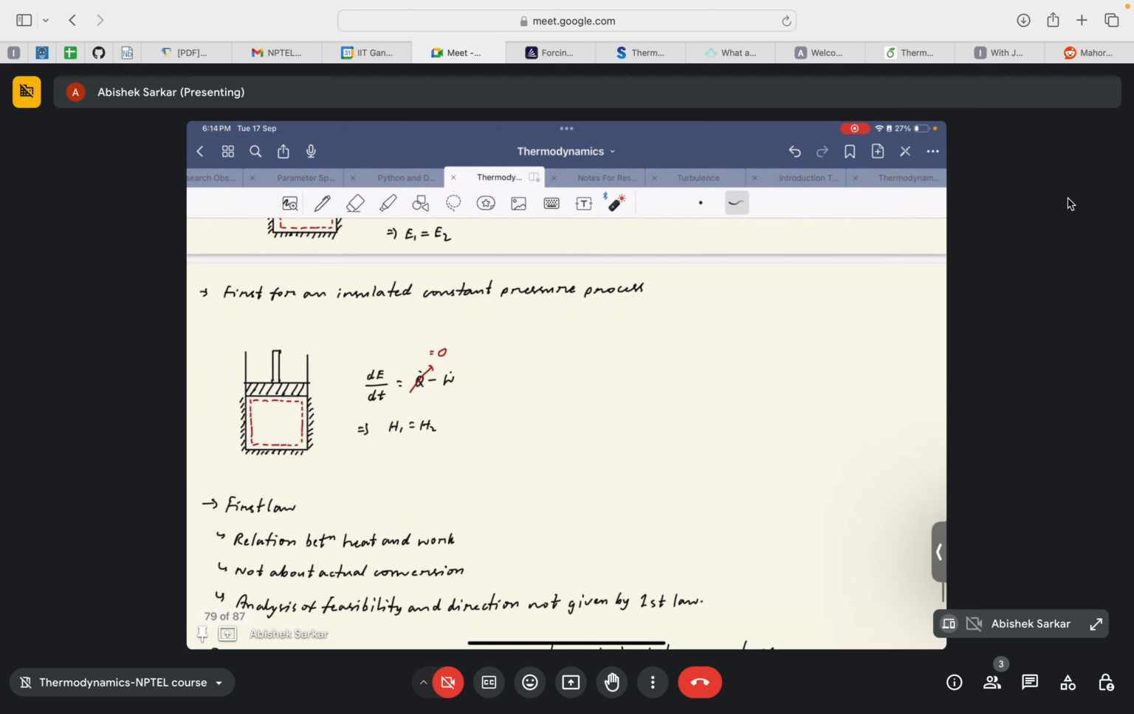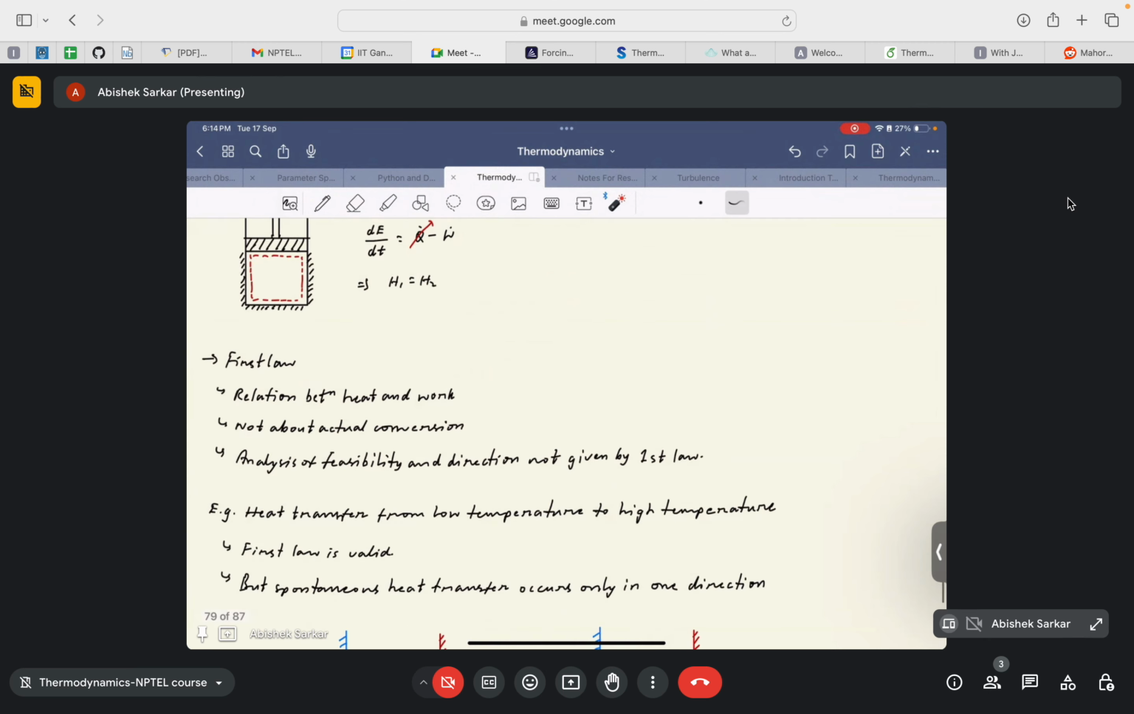Now similarly, if we consider an insulated constant pressure process, Q is equal to 0 because the system is insulated, so there is no heat interaction. Since the system can undergo a volume change because it is a constant pressure process, there will be some work interaction. If we combine the change in internal energy with the work done, that is the U1 plus PV terms, we get that the net enthalpy of the system remains constant. So from the first law, these are the conclusions that we get.